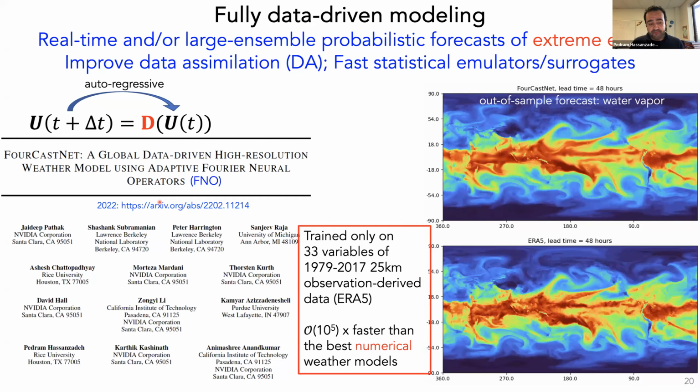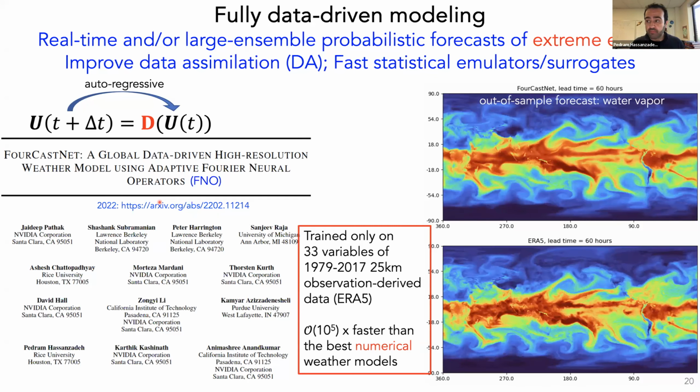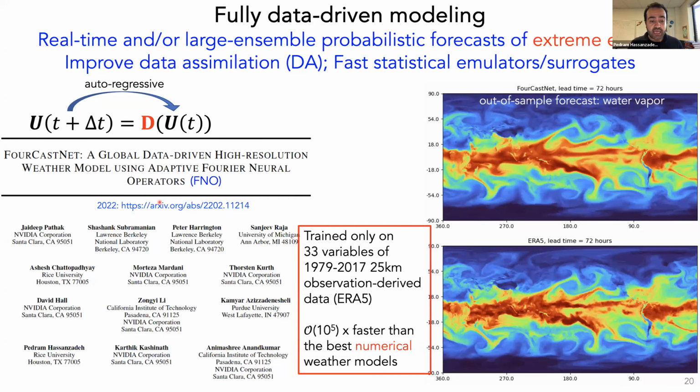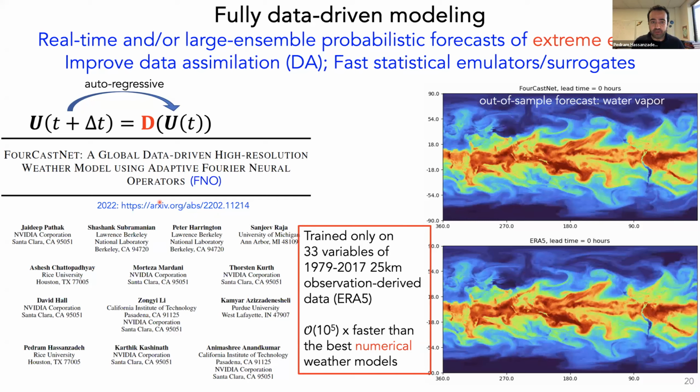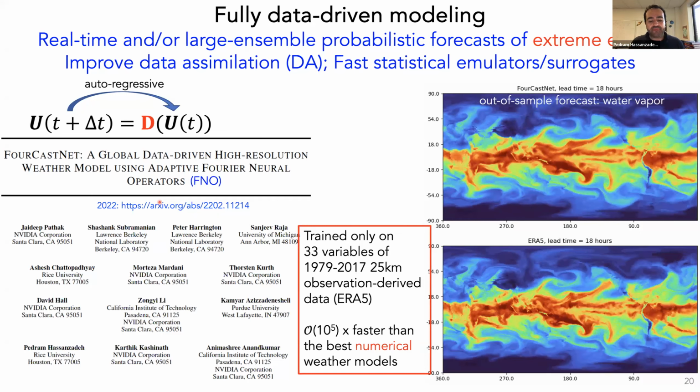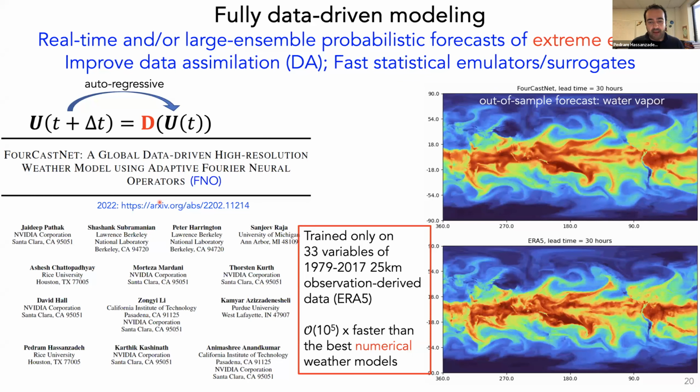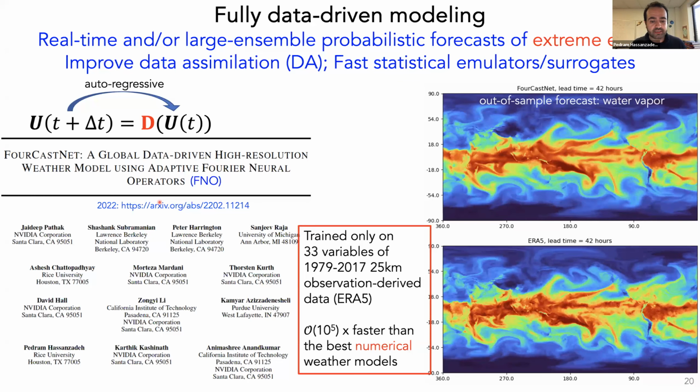And I should say that now there are even a few other models that have been introduced more recently, and those models can even beat the best numerical weather prediction model. So I would say this has been one of the most exciting breakthroughs in applying machine learning to climate science so far.